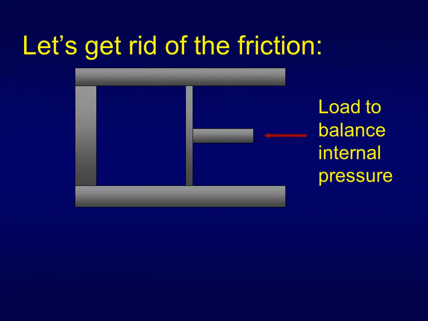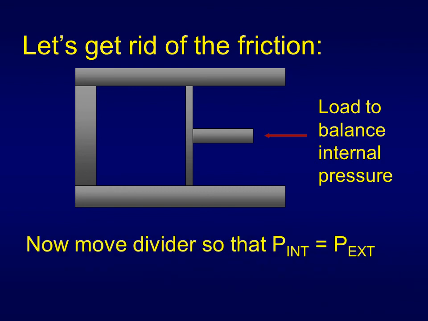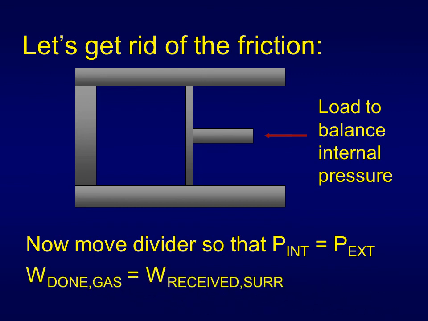Let's get rid of the friction now and use that load to balance the internal pressure. Assume that the load actually balances the internal pressure. So we move the divider such that P internal equals P external. Now to do that, we have to have a completely frictionless piston. We have to oil that piston so that there's no friction against the sidewalls, and we have to move it slowly enough so that the gas doesn't swirl around on itself. In that case, P internal equals P external, and we'll see what happens. The work done by the gas equals the work received by the surroundings. Now that's a perfect machine.